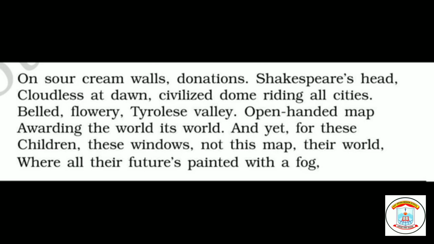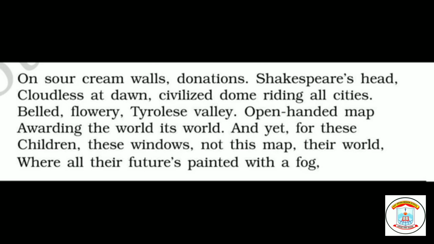They will never reach that world, the world of developed, rich and powerful people. And he says, these windows, not this map, where these children, their future, it is painted with the fog. So in this stanza, we can see he has used the unpleasant words like sour, and here he is using fog, because it shows the life of these children is full of uncertainty, hopeless, miserable, and poor. The slum children's life is limited or confined in the narrow street.